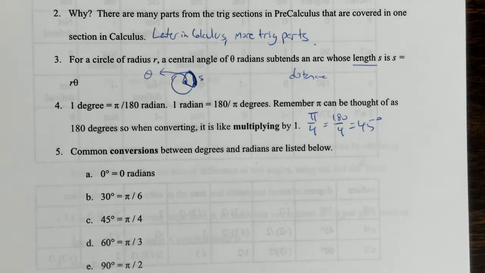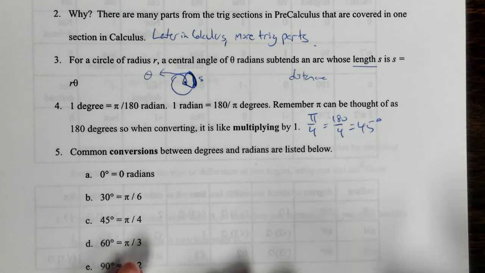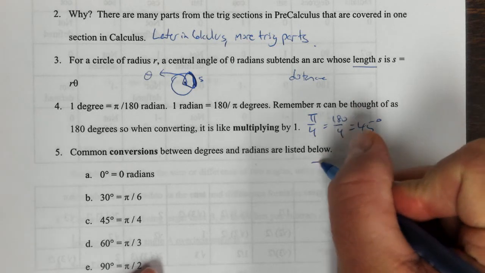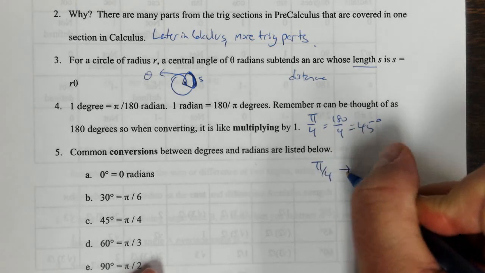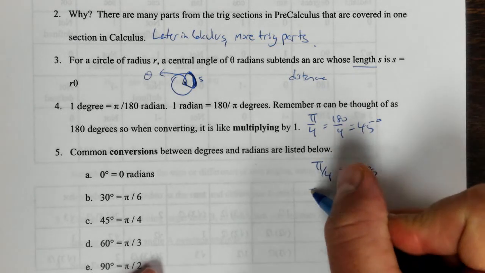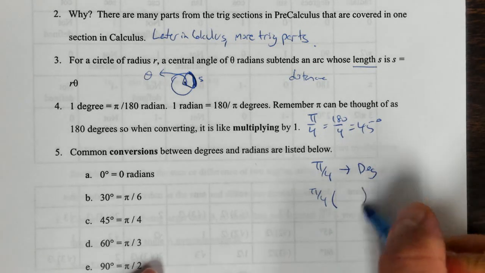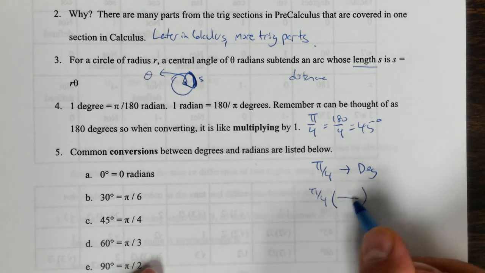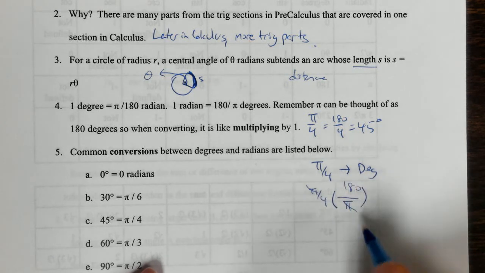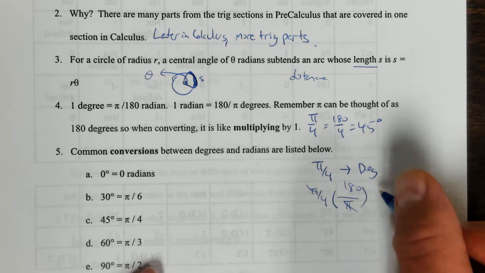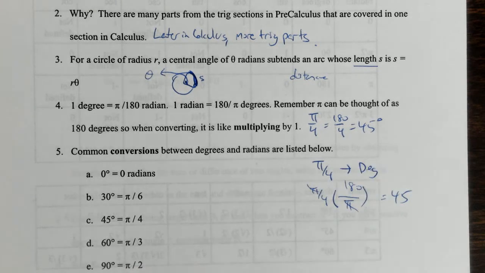Now, if you want to be completely official about it, you'd say, well, if I have pi over 4 and I want to go to degrees, then I put pi over 4, and then I've got to multiply. Well, if pi is on top, then this pi has to be on bottom for them to cancel. And then you go 180. So that's how you can actually see you get your 45.